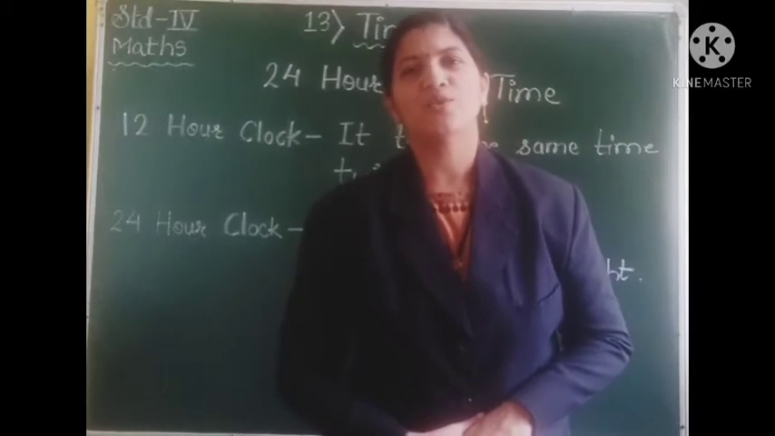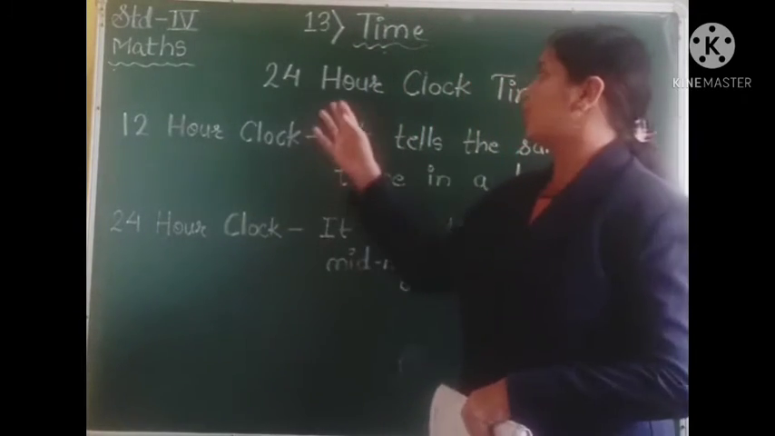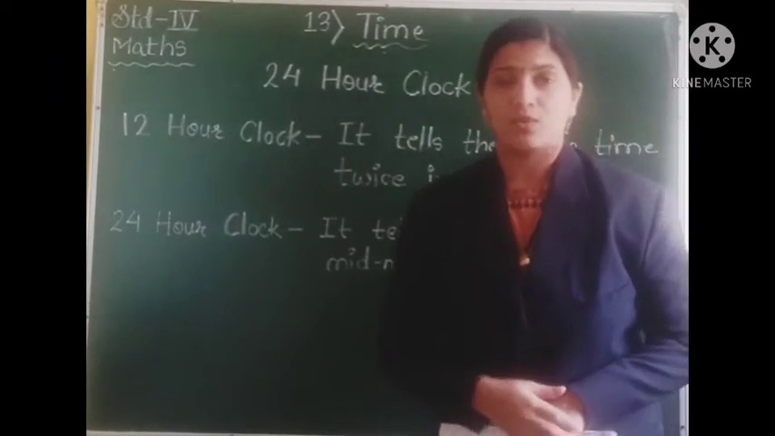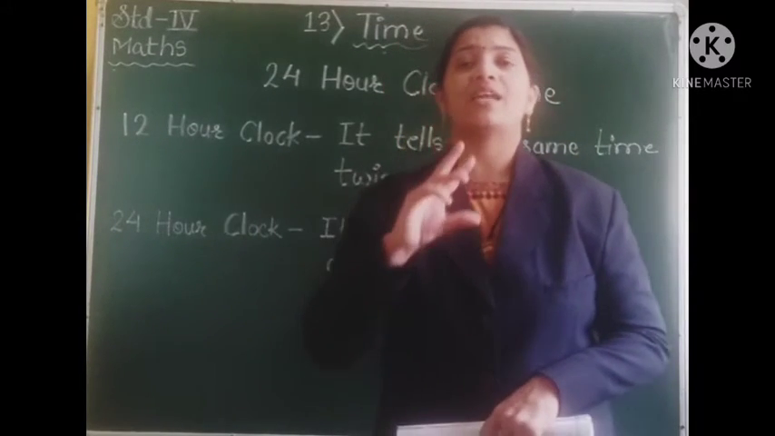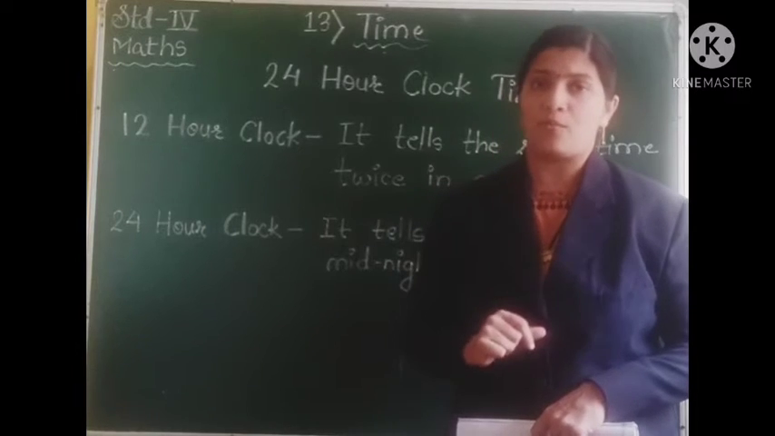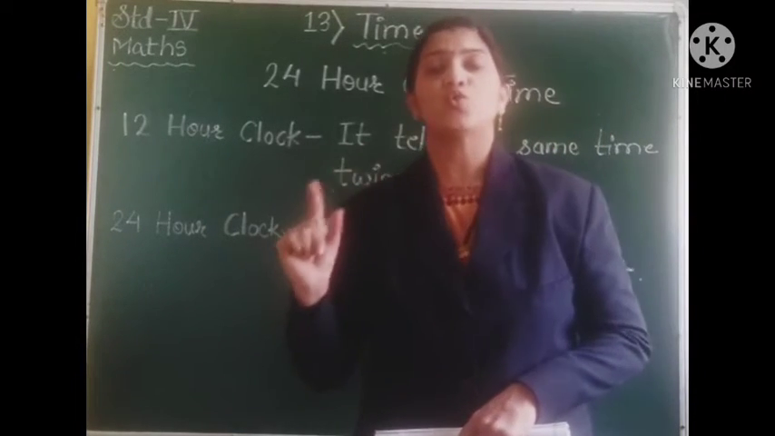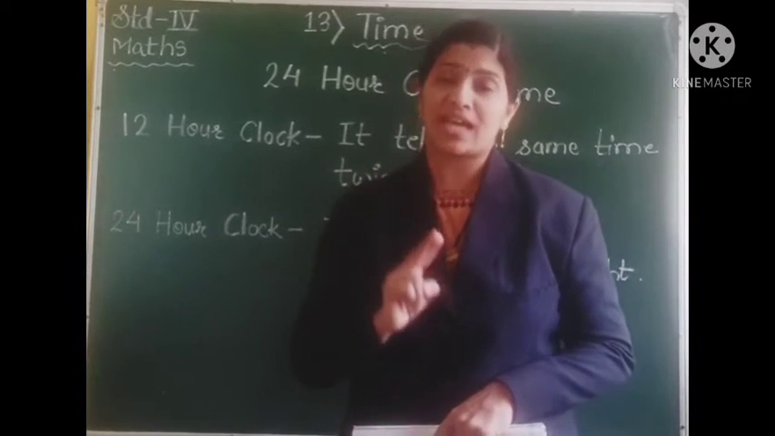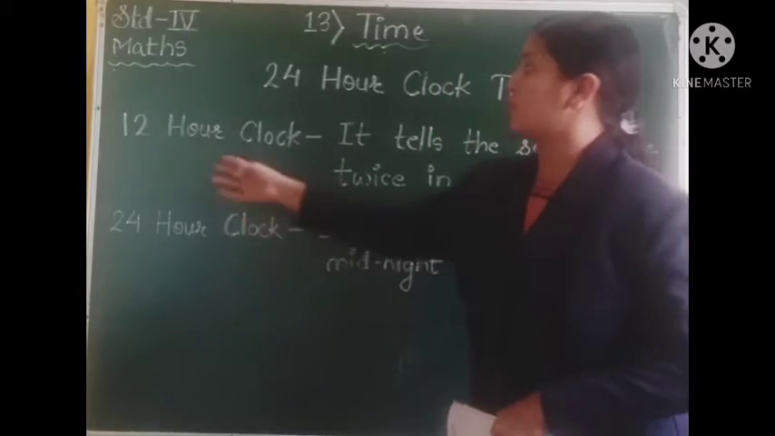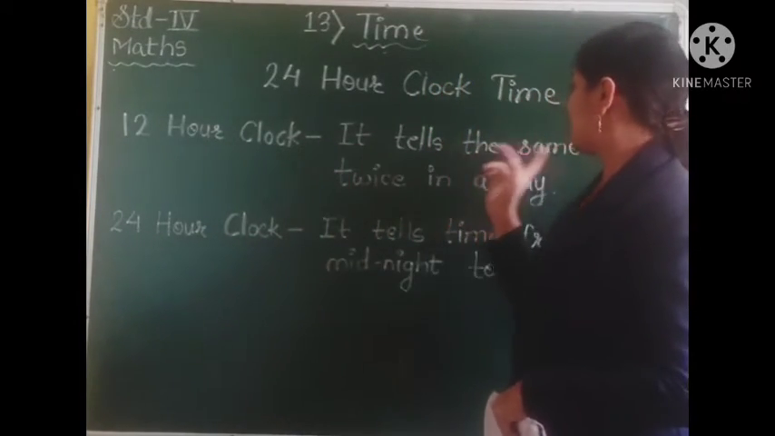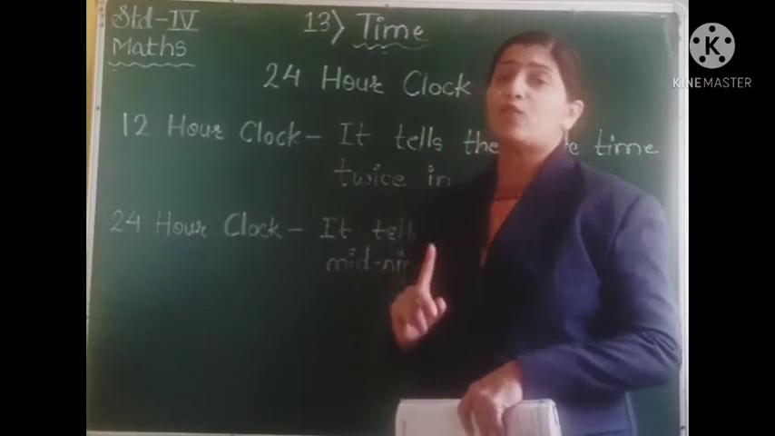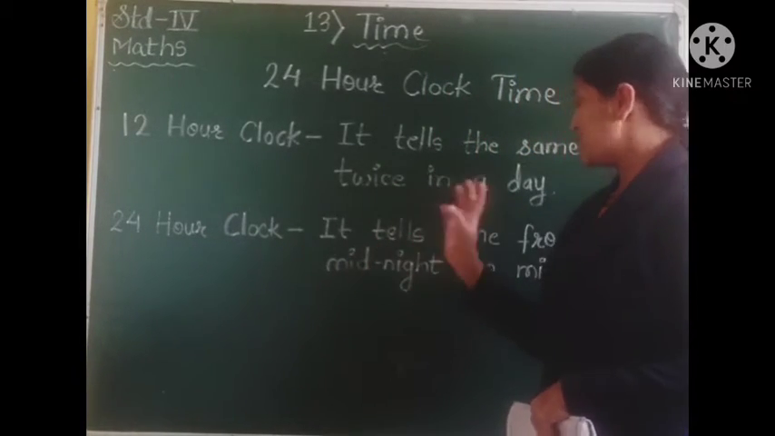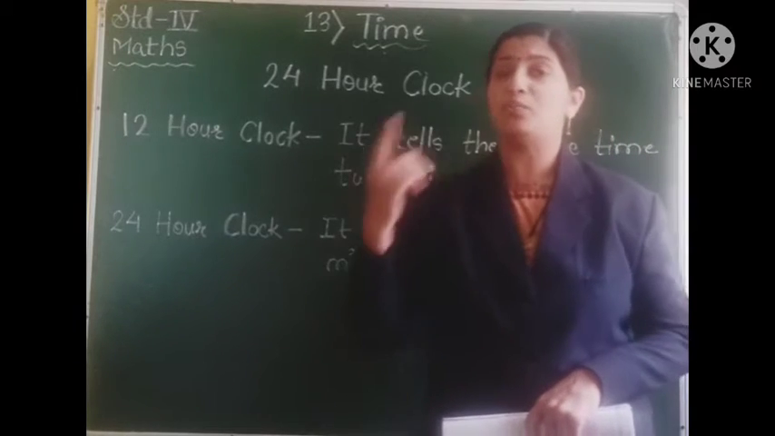Hello students, today we are going to discuss 24-hour clock time. The clocks that we use in our houses are of 12-hour format. That is, they show the same timing 2 times in a day. Yes, the 12-hour clock tells the same time twice in a day, whereas a 24-hour clock tells time from midnight to midnight.